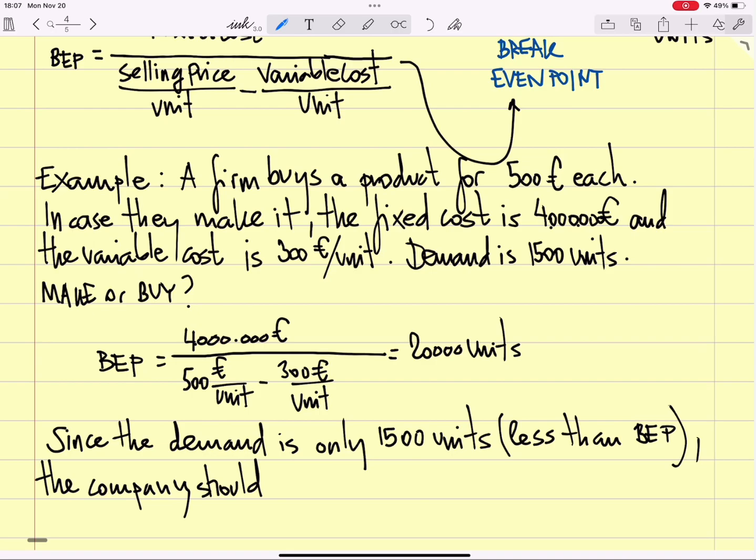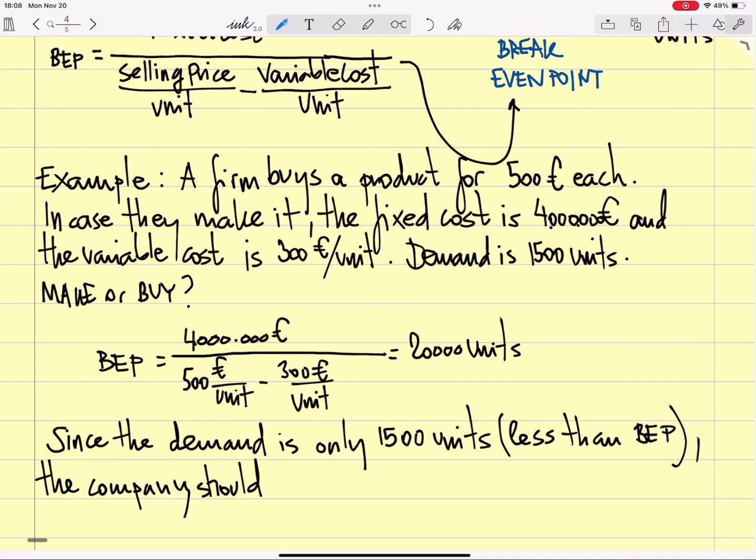Buy. Why? I just calculated it. No, why? The demand is less than the break-even point. So what happens?